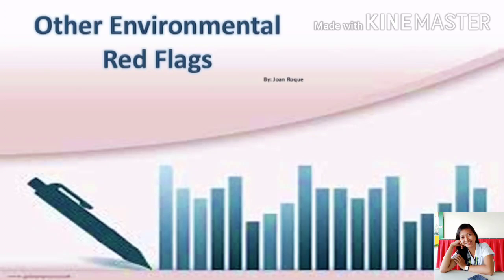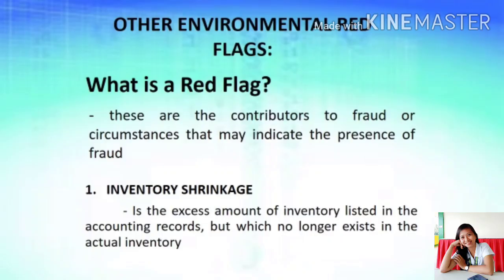Other environmental red flags. What does it mean for a red flag? A red flag refers to undesirable situations or conditions that consistently contribute to fraud, waste, and abuse of resources. All organizations face fraud risk, which can either be internal or external. These are the environmental red flags.